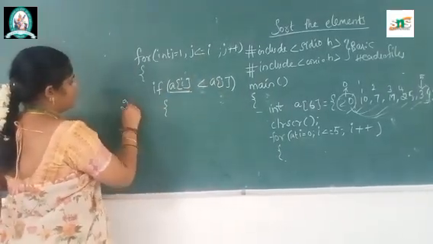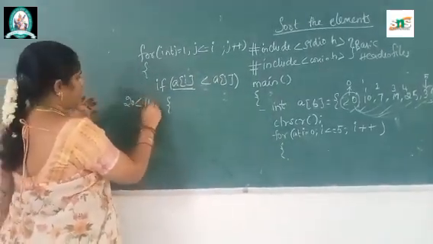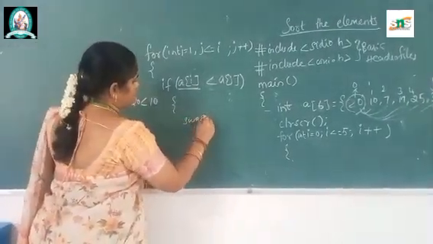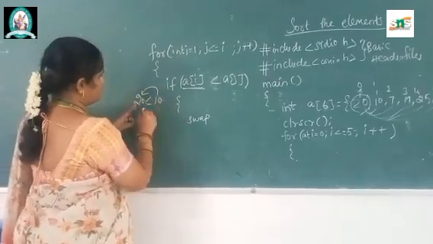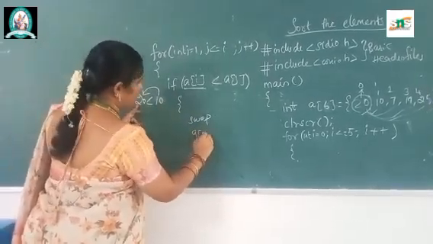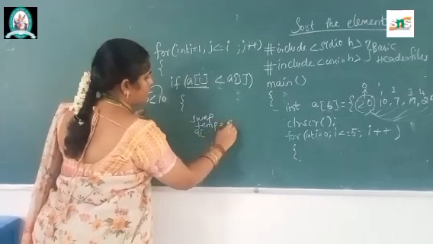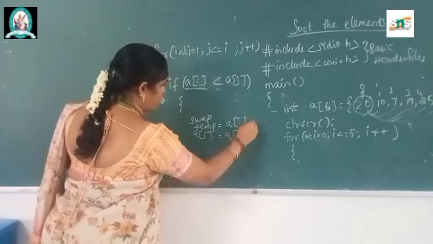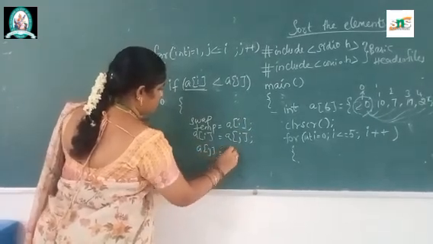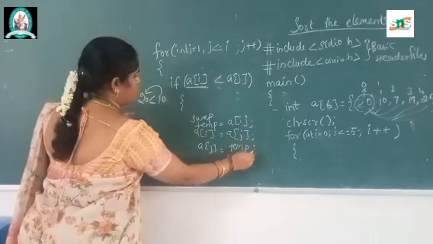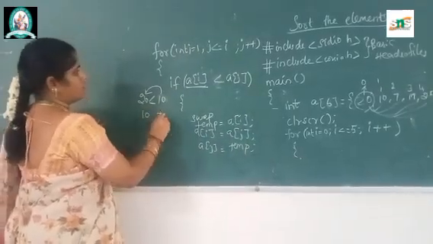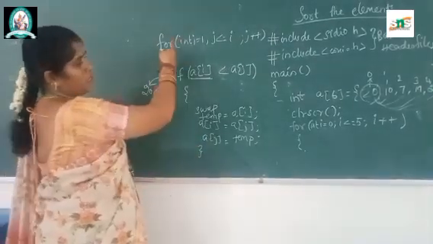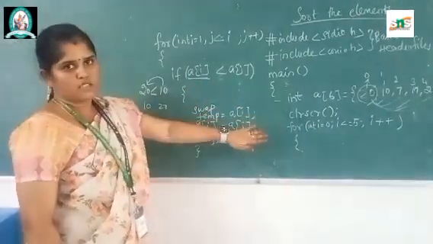So 20 is checked with the next element, which is 10. Here the condition is true, so it is going to swap the values and change the positions. Normal swapping is taken here: temporary is equal to A of i, A of i is equal to A of j, and A of j is equal to temporary. Now A of i contains 10 and A of j contains 20. The process is repeated until the fifth element is checked.